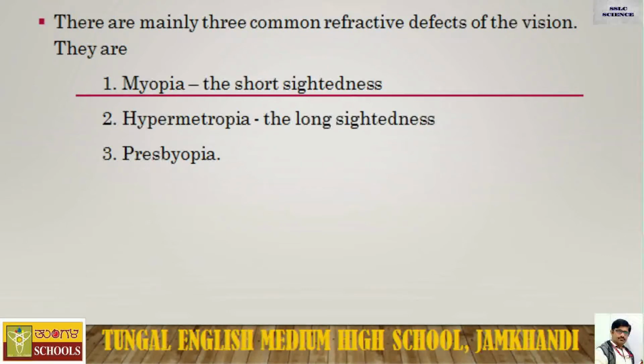There are mainly three types of refractive defects of vision. They are myopia, also called short sightedness. Second, hypermetropia, the long sightedness. And third, presbyopia. These are the three main, or common, refractive defects of vision.